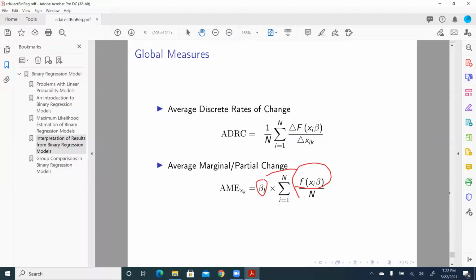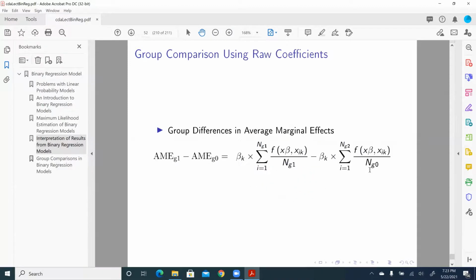Then what we're going to do is summation. We sum across all cases, then divided by n. And we usually calculate the marginal effect at observed location. Okay, so average marginal or partial change. Sometimes we do group comparisons.